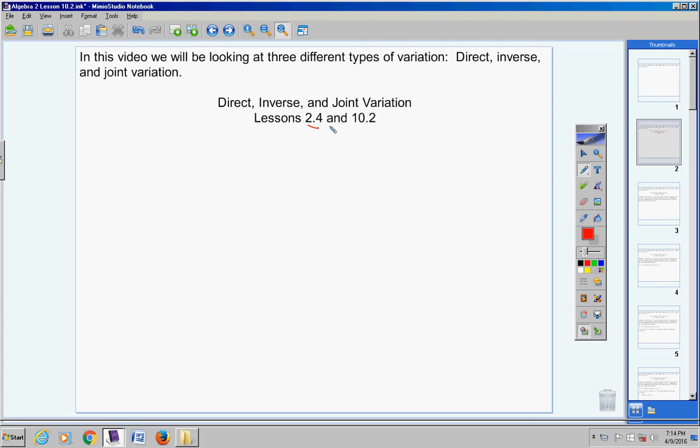Lessons 2.4 and 10.2, and I'll talk about that in just a second. Direct, inverse, and joint variation. Be sure and include today's date so that your notes are organized.